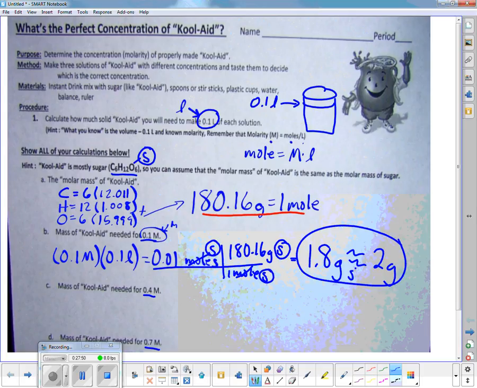And I should put my little sugar. Okay. You all right? Okay, we're going to go down a little bit to where you see those cylinders. Middle of the page.